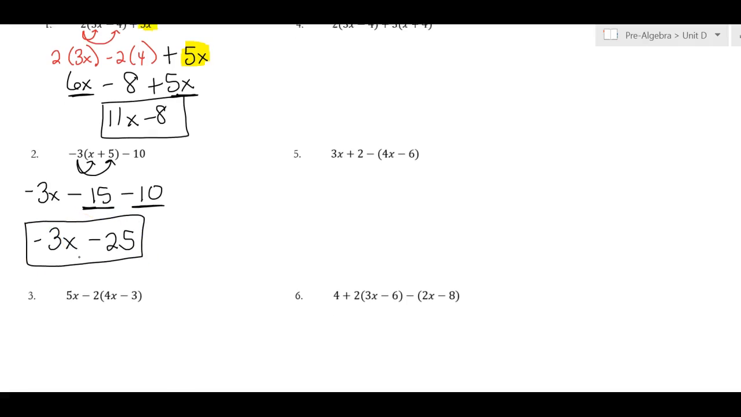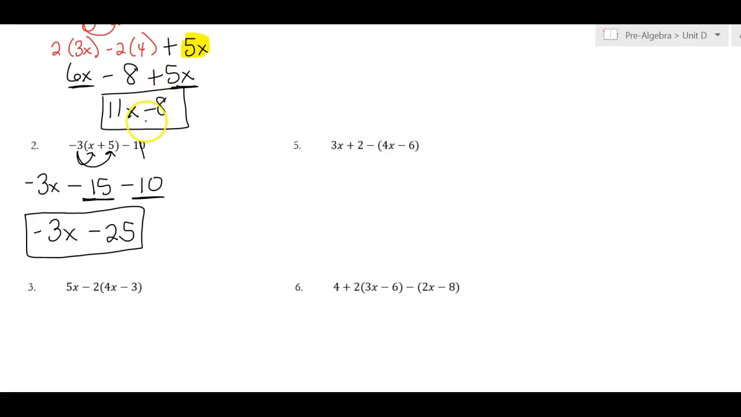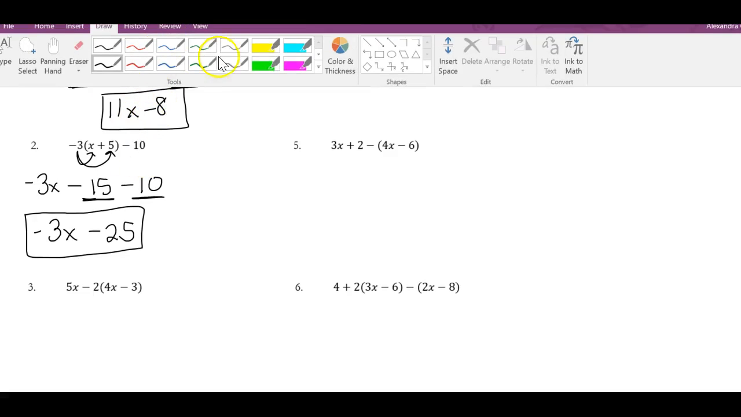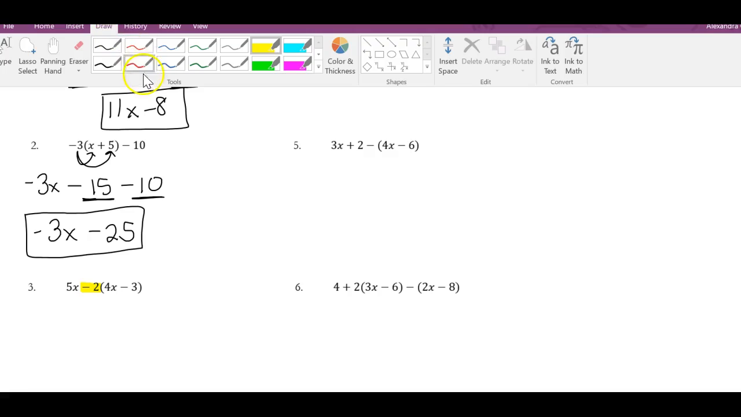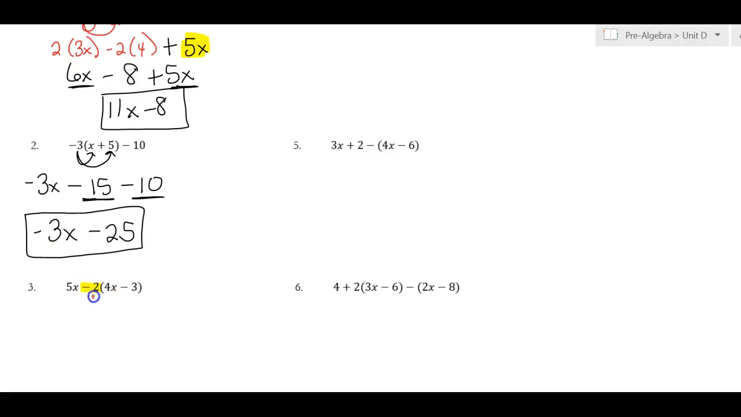For number 3, the tricky thing with number 3 is that you have to distribute not just the 2, but the negative 2. You have to remember a minus is the same as a negative, so I'm going to distribute negative 2. So negative 2 times positive 4x is negative 8x. Negative 2 times negative 3 gives me a negative 6. But some of you might recognize that a negative times a negative gives me a positive.